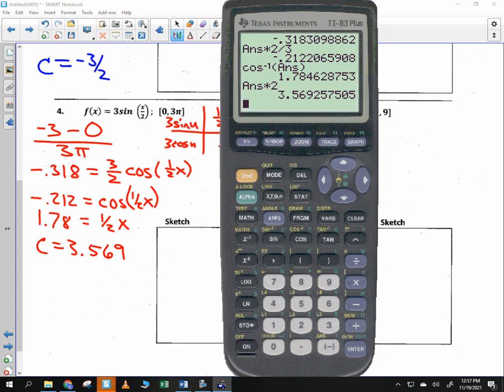So I cosine inversed this value, and that produced 1.78. Everybody, when you get this, is this between 0 and 3 pi? Because 3 pi is over 9, isn't it? So you're definitely there. Good job. Last one.